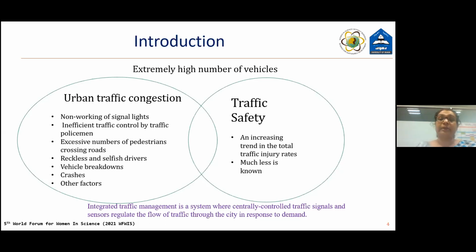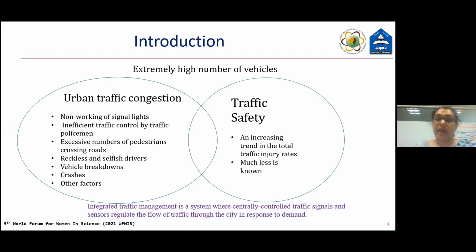When it comes to traffic safety, the number of crashes is increasing day by day. But as a developing country, we don't have that many recorded crashes, and we lack a mechanism to record accurate data. Therefore, we don't know much about the safety problem in the country.